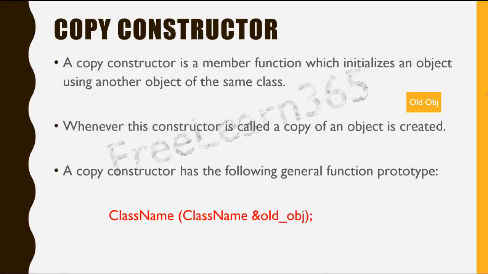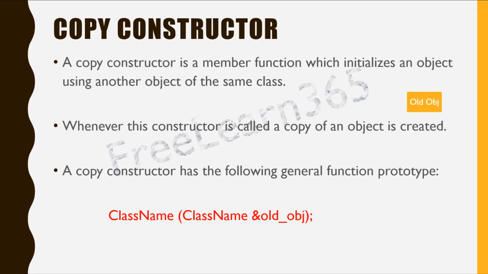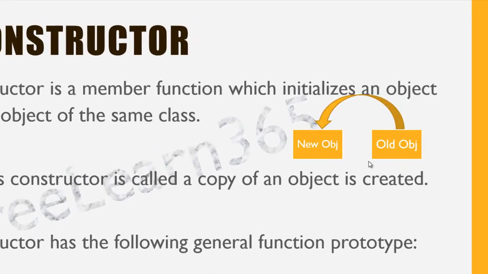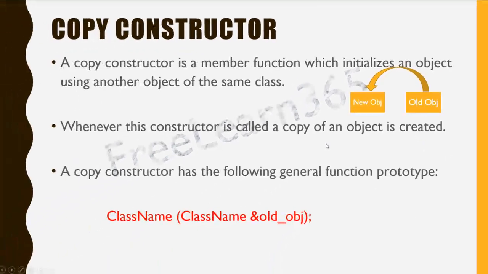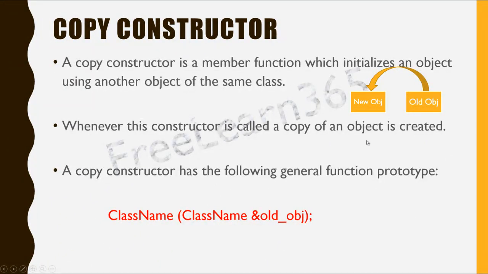A copy constructor is a member function which initializes an object using another object of the same class. That is, a copy constructor receives another object to initialize the current object. Suppose I am creating a new object. I am initializing it at the time of creation. The important thing is that at the time of creation, I initialize it with the values of an already created object. That is what a copy constructor does.